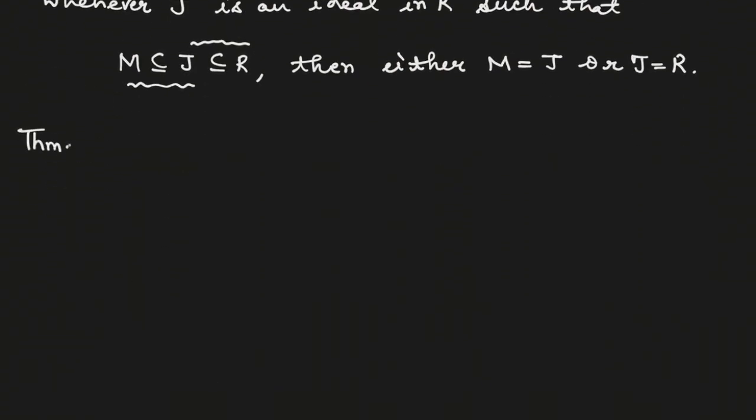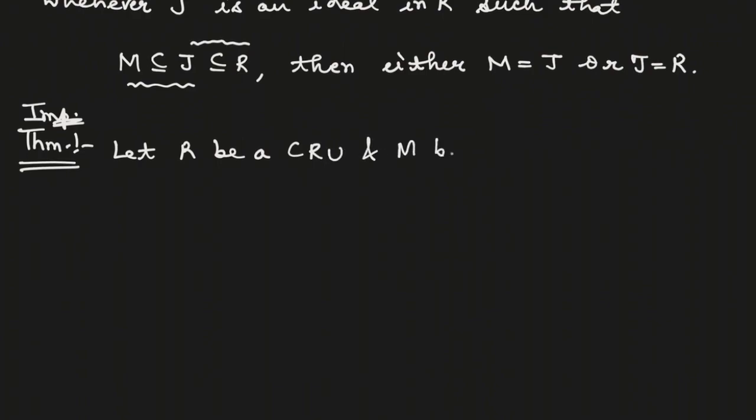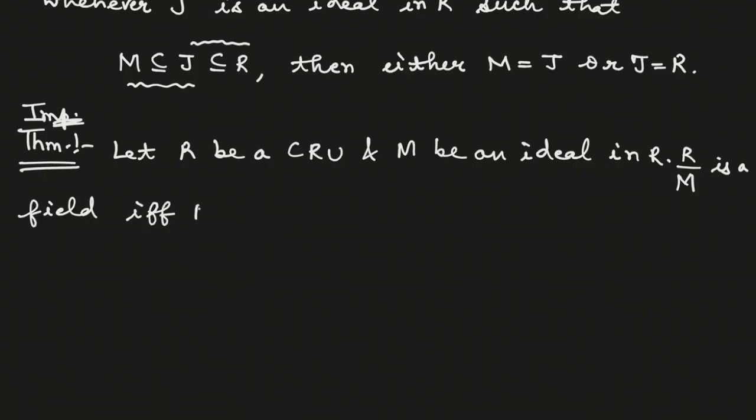Next theorem, this is also important. Let R be a commutative ring with unity and M be an ideal in R. Then R by M is a field if and only if M is a maximal ideal in R.